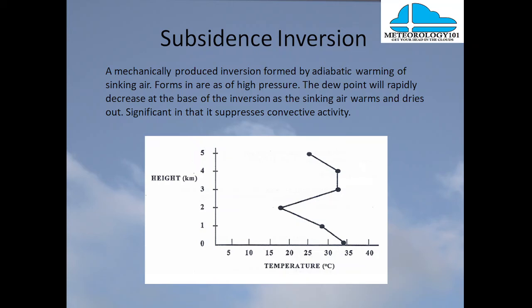And it's significant in that it suppresses convective activity. So this caps everything down. It will suppress convective activity. Any inversion would, because it's a stable layer aloft, or even from the surface, but it's a stable layer and it will suppress convective activity.